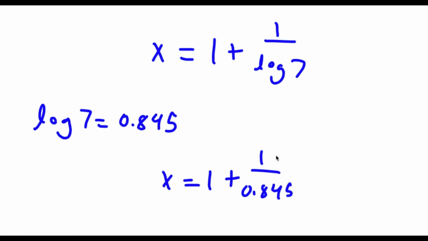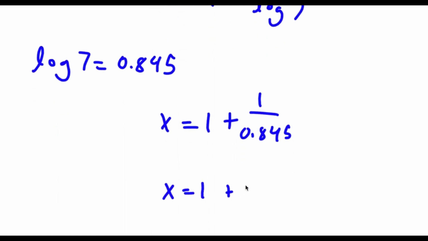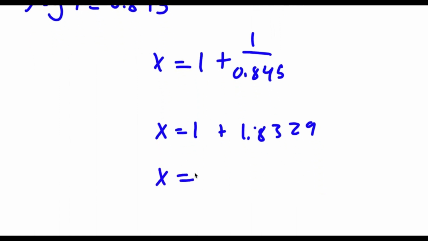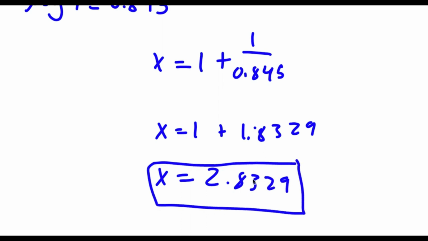So now 1 over log 7, or 0.845, the value of that is going to be approximately 1.18329. So now if I add that with 1, I get 2.18329. So this is my answer.